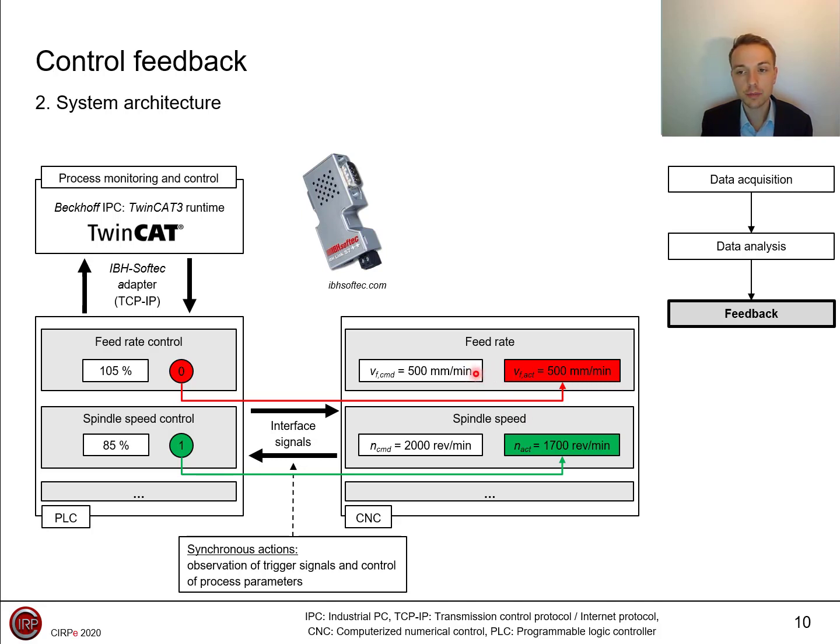The communication between the TwinCAT environment and the PLC was implemented using a commissioning adapter from the enterprise IBH Softec. This adapter allows to write analog and digital inputs without adapting the PLC project. Synchronous actions ensure that the commanded values become active during the execution of the NC program.